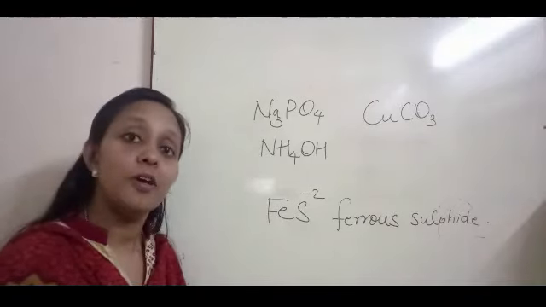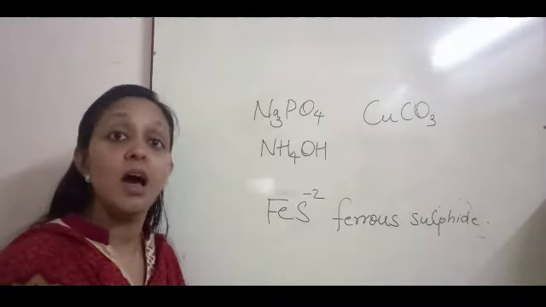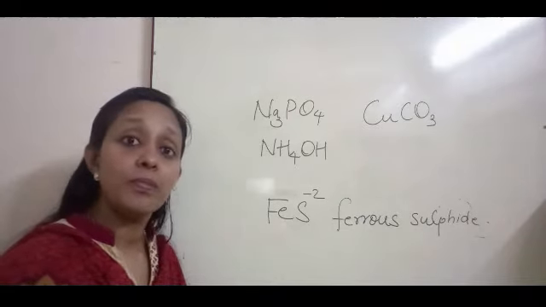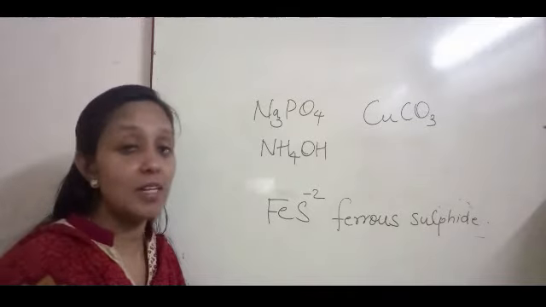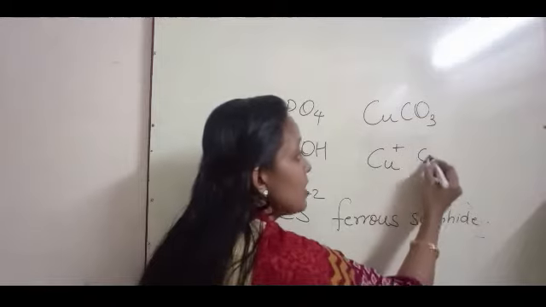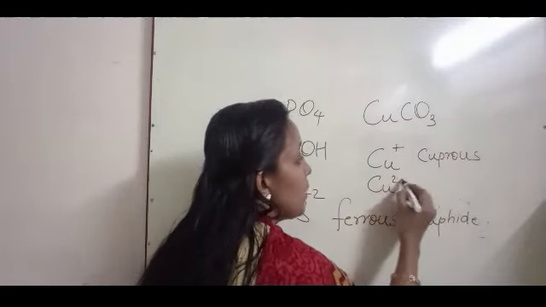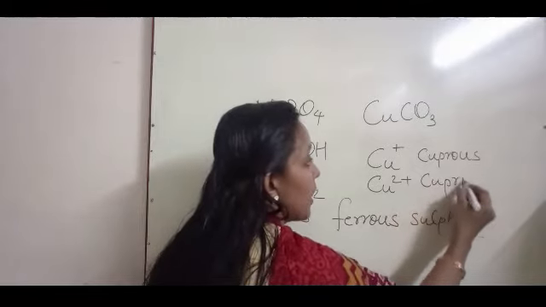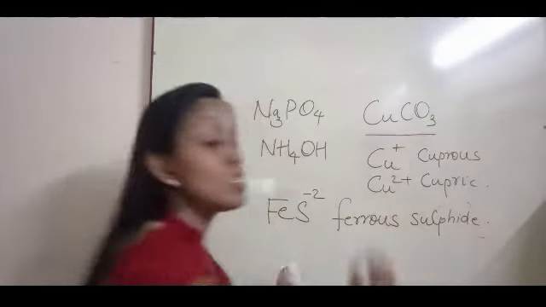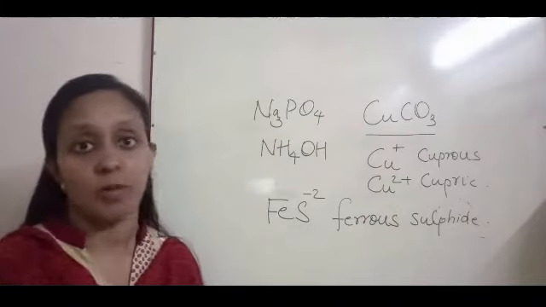So if the valency of copper is 2, or 2 plus, how do you name this compound? If it is Cu+, you call it cuprous. If it is Cu2+, you call it cupric. So how do you name this compound? It's cupric carbonate, or simply you can call it copper carbonate.